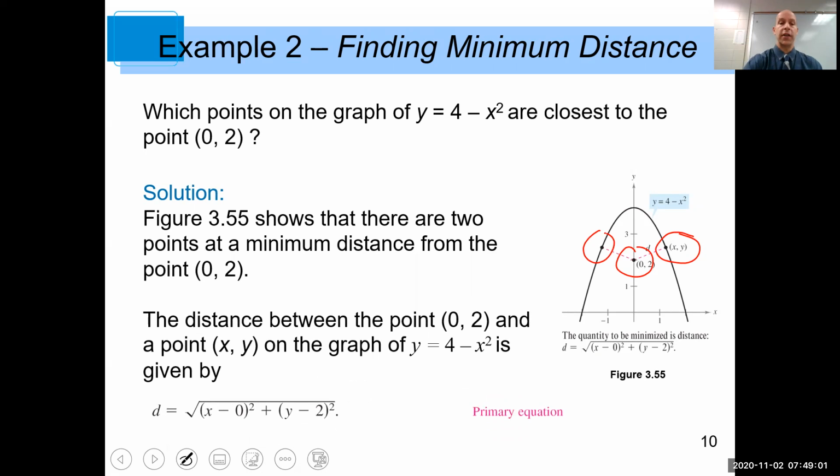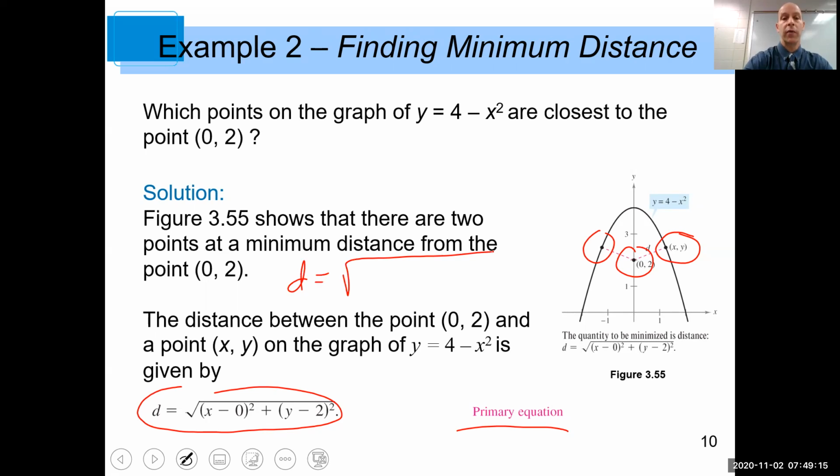Now, don't forget that there's a distance formula that's going to be applied here. And by the way, the distance formula is basically what we're trying to minimize. We're trying to minimize distance, so this is going to be our primary equation. Hopefully you're familiar with our distance formula. Remember, our distance formula is the square root of (x sub 2 minus x sub 1) squared plus (y sub 2 minus y sub 1) squared. So in this case, we put 0, 2 because that's the point we're using.